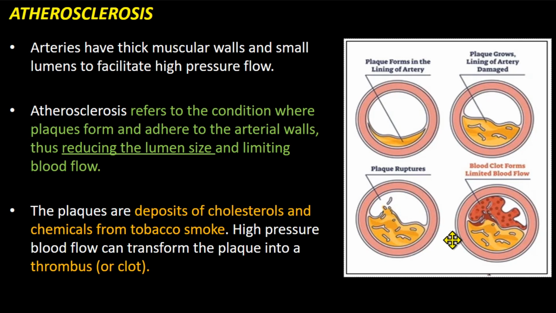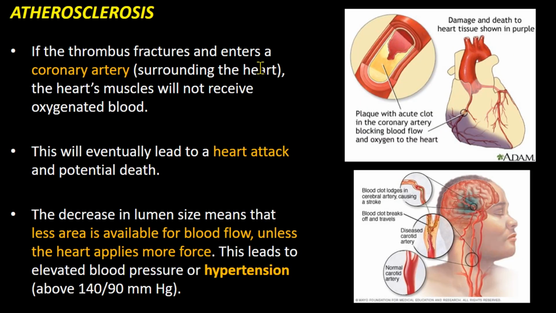High pressure blood flow can transform the plaque. This is like if blood flows into the plaque, this would transform it into a thrombus or blood clot. So if the thrombus was to fracture and enter a coronary artery, these are the arteries that surround the heart and supply the heart with oxygen and glucose. If the thrombus was to block these, the heart would not receive these materials, and this could eventually lead to a heart attack and potential death.